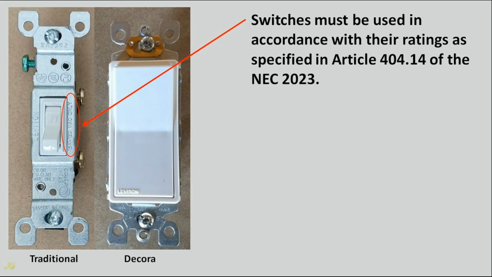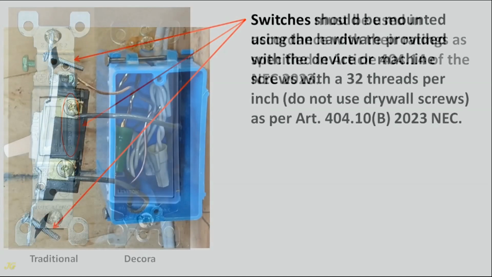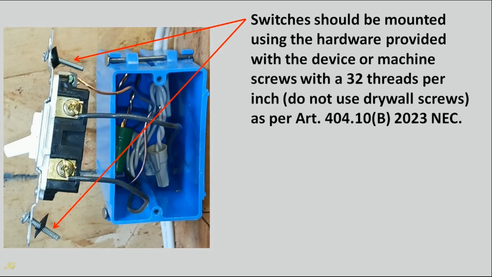Switches must be used in accordance with their ratings as specified in Article 404.14 of the NEC 2023. Switches should be mounted using the hardware provided with the device or machine screws with 32 threads per inch. Do not use drywall screws, as per Article 404.10(B), 2023 NEC.